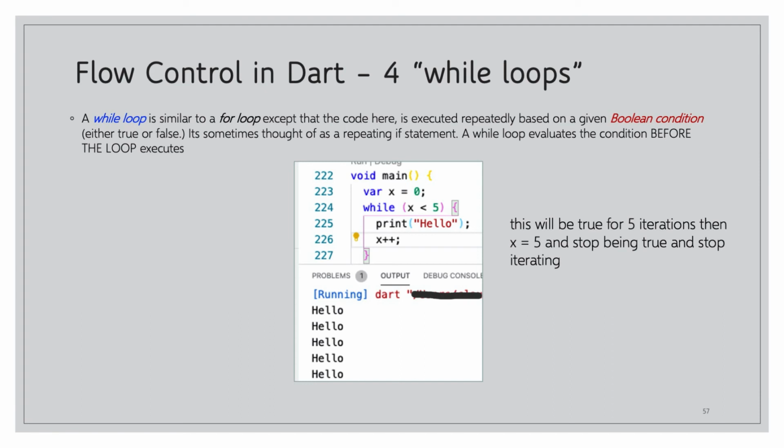So here in the body of main, we have var x = 0. While x is less than 5, print hello, then increment x. So this will be true for 5 iterations. Then x will be equal to 5, thereby making it false, and it will stop being true and will stop iterating.